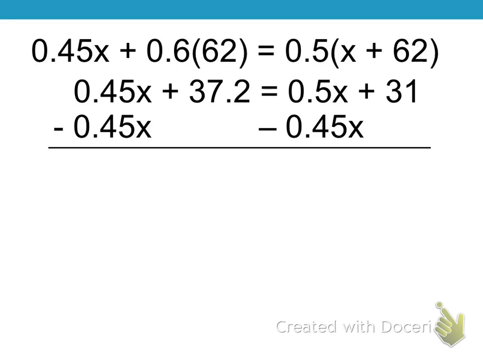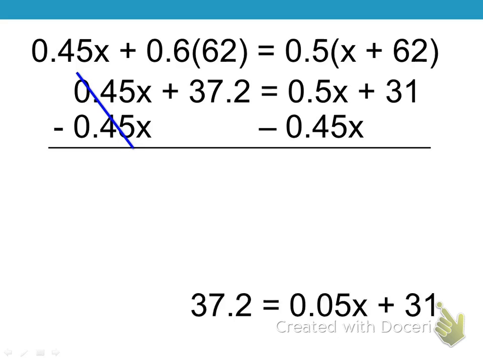Now, careful here. I feel like this is one where I'd see a mistake. I feel like a lot of you would put 0.4x, but you're off by a decimal. So careful on this one. Yes, Josh? Would that be 37.2 equals 0.05x plus 31? Mm-hmm.